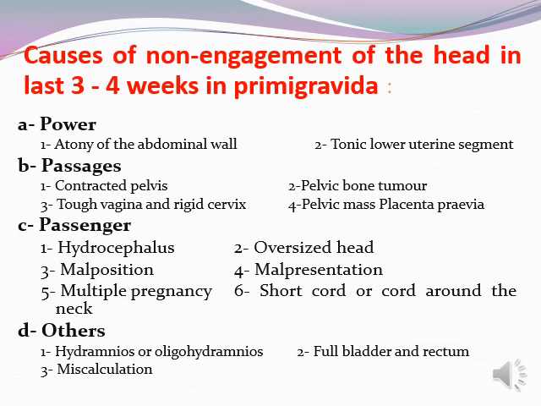The passenger means the fetus, fluid, and placenta. So if the fetus is hydrocephalic or has an oversized head, or is malpositioned or malpresented, or if there is multiple pregnancy, or the cord is too short or too long and so might produce two knots around the neck of the fetus, all of this will delay engagement in a primigravida. And others, like the fluid, if it is increased, polyhydramnios, or decreased, oligohydramnios, or if there is a full bladder or rectum, or miscalculation.